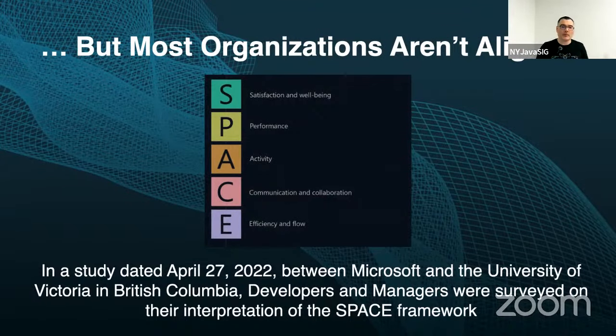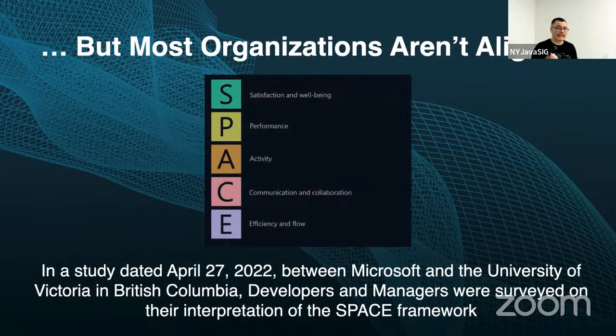Satisfaction and well-being, that's your happiness, your stress, your purpose for your job, all of those types of things. Performance, so that's how well you're meeting deadlines. Activity, that's writing code. That's typically what we think about. Communication and collaboration, and efficiency and flow.